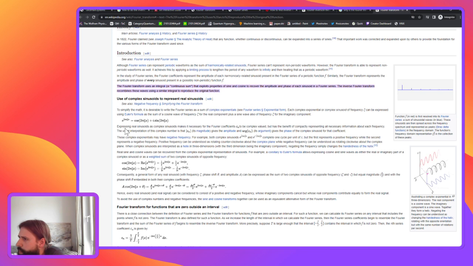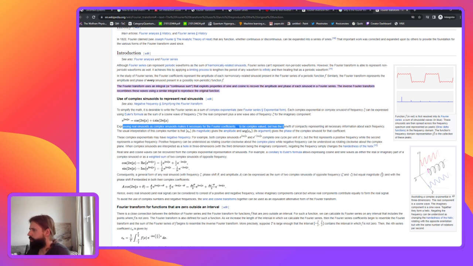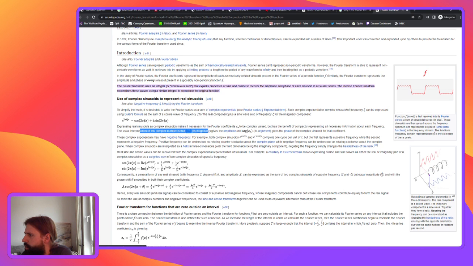these. Expressing real sinusoids as complex sinusoids makes it necessary for the Fourier coefficients to be complex valued, but it has the benefit of compactly representing all necessary information about each frequency. The usual representation of this complex number, that is, its magnitude is amplitude, and the argument is the phase of the complex sinusoid for that coefficient. These complex exponentials may have negative frequency, for example.